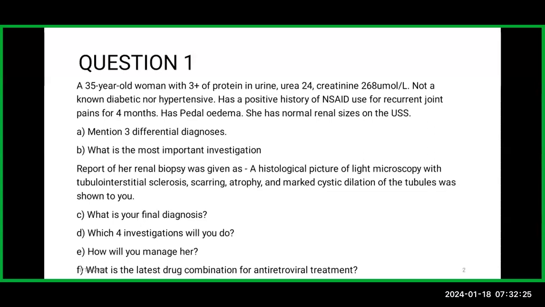And if you notice, they asked you the final diagnosis. If I'm going to stick my neck out for any final diagnosis here, I would stick out for SLE. I would say lupus nephritis.